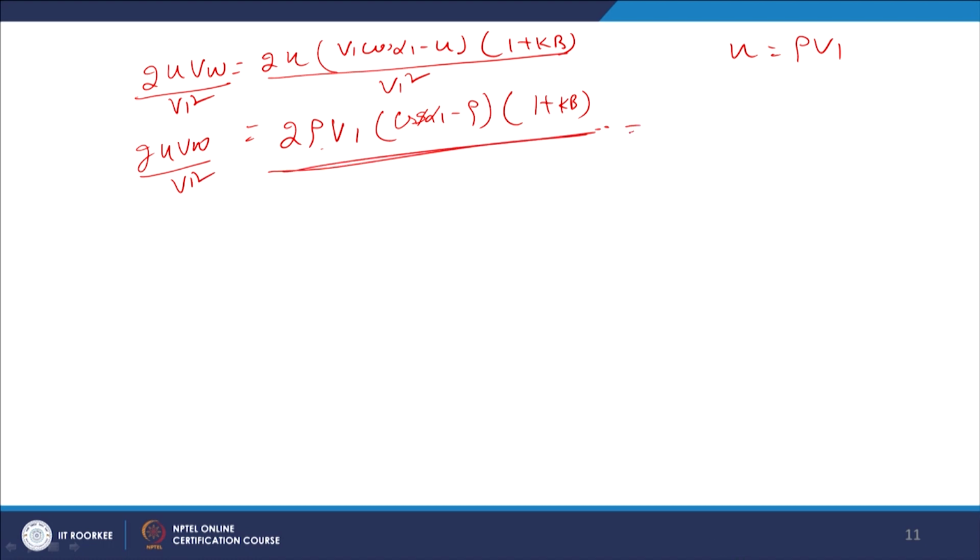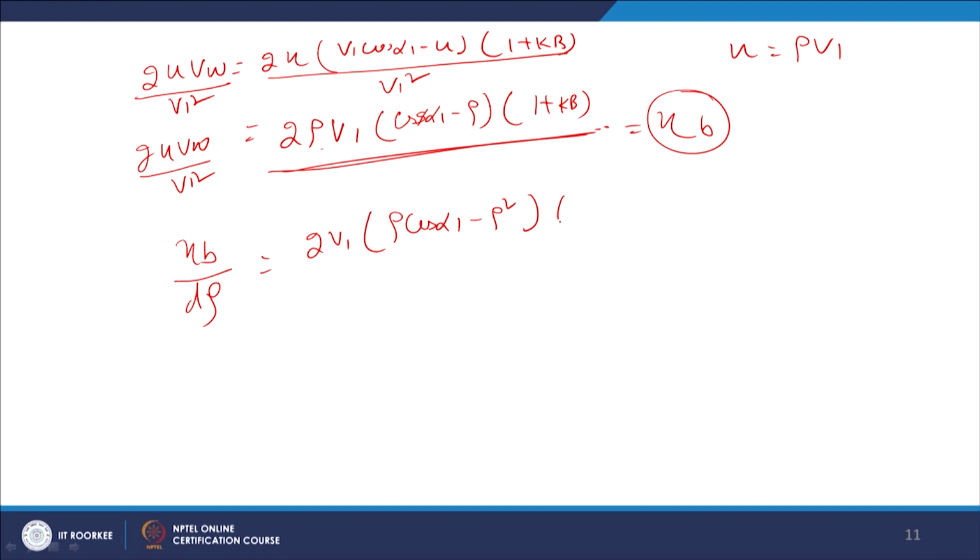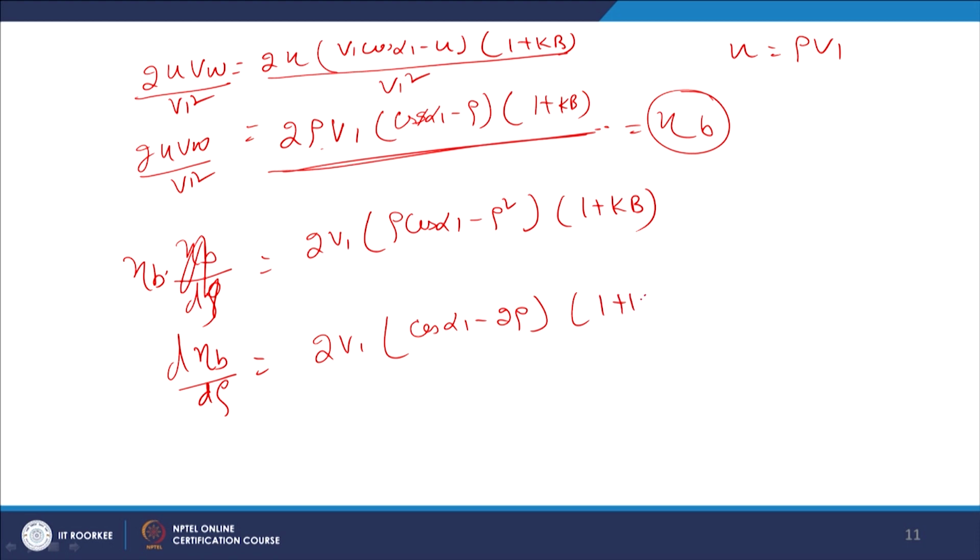Now, this is blade efficiency, right. Now, if we differentiate this blade efficiency with respect to rho, we have 2 V1 rho cos alpha 1 minus rho square 1 plus KB. Now, this is efficiency. If we differentiate with respect to rho, in that case we are going to get 2 V1 cos alpha 1 minus 2 rho 1 plus KB.